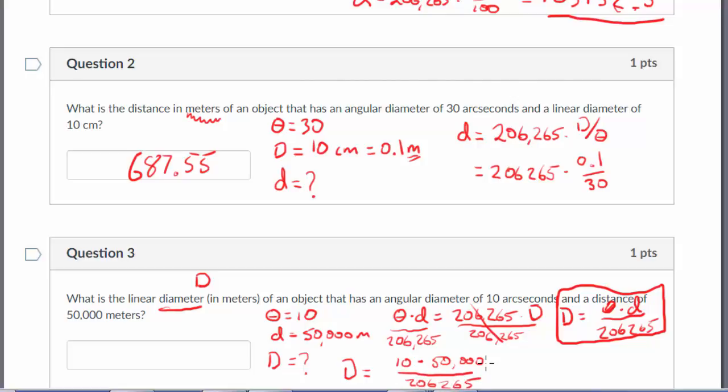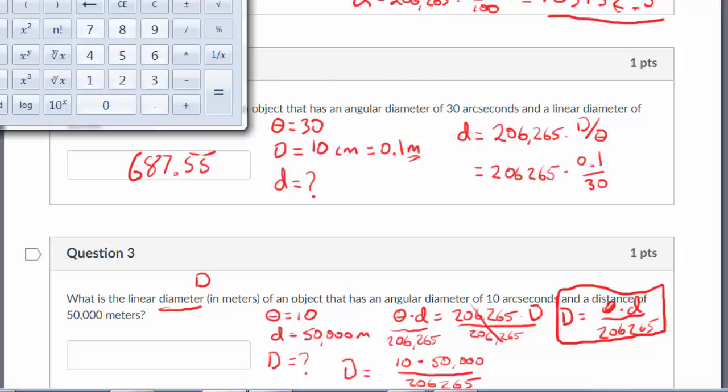All right, kind of running out of space, but let's plug that in. So 10 times 50,000 divided by 206,265, and I end up with 2.4. Now this is a perfect example where this number just goes on and on and on, right? So how much of this do I really need to write?